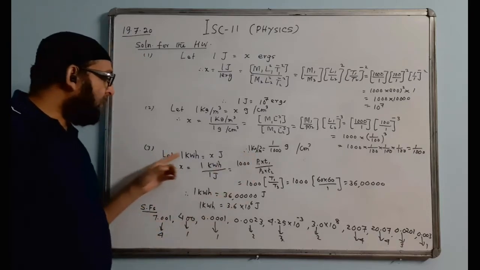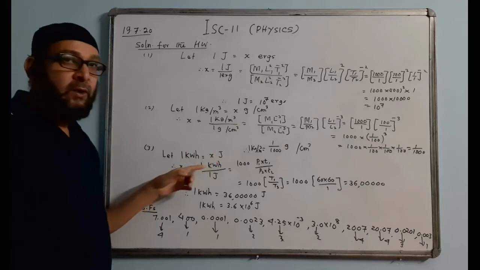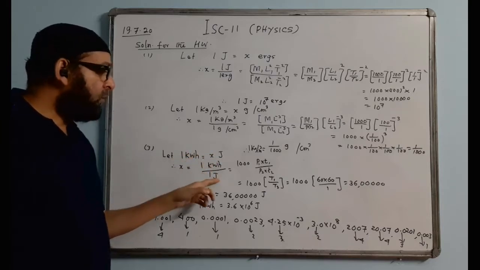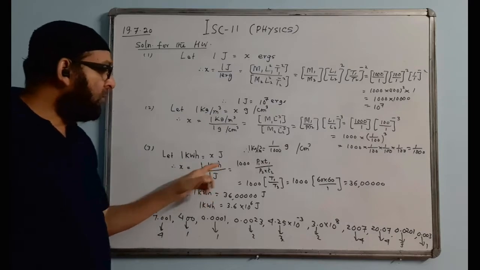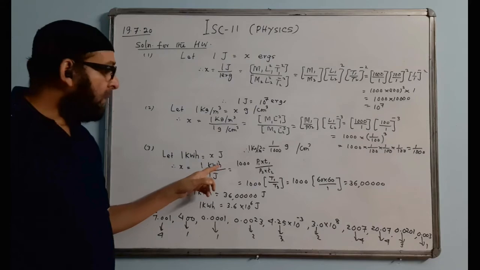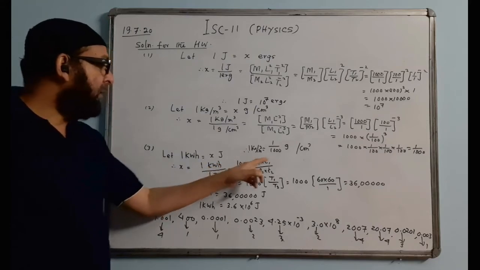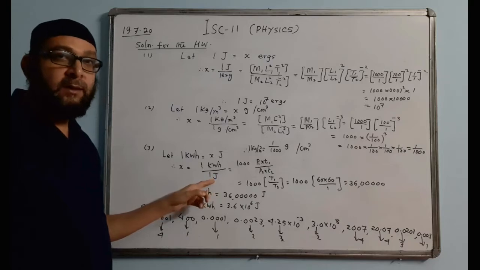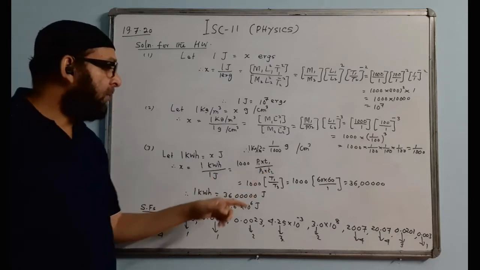Now convert 1 kilowatt hour into joules. So we are doing the same way. Therefore x value is 1 kilowatt hour by 1 joule. 1 kilo means 1000. Here watt means power and hour comes for time. I write P1 into T1. Here I write P2 into T2. Same way, because joule means energy. Energy formula is also power into time.